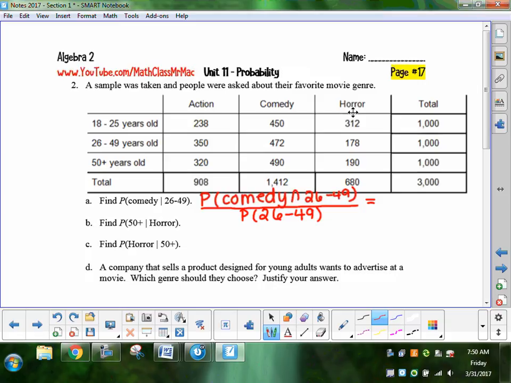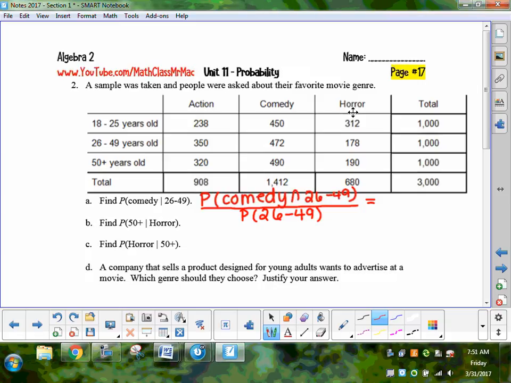So now let's look at what we have. How many like comedy and are 26 to 49? What's that going to be? It's going to be 472 over what? What would our denominator be, Peter? 1,000. Yeah. You can reduce that on your own. Questions on that? The setup on them is the toughest part. Take a look at the next one.